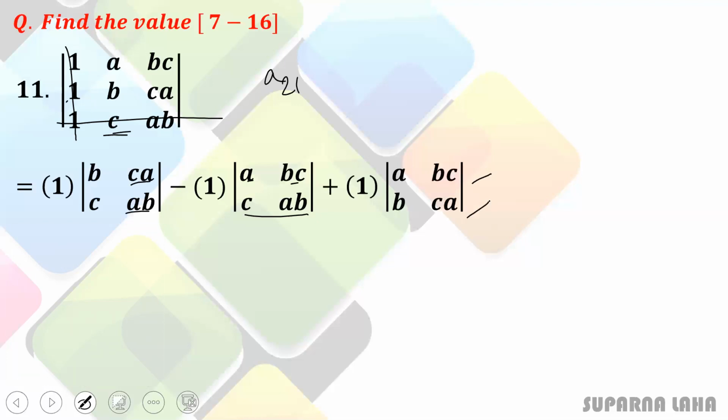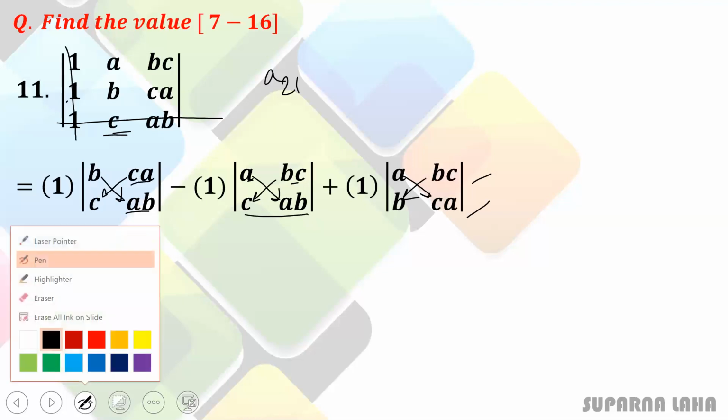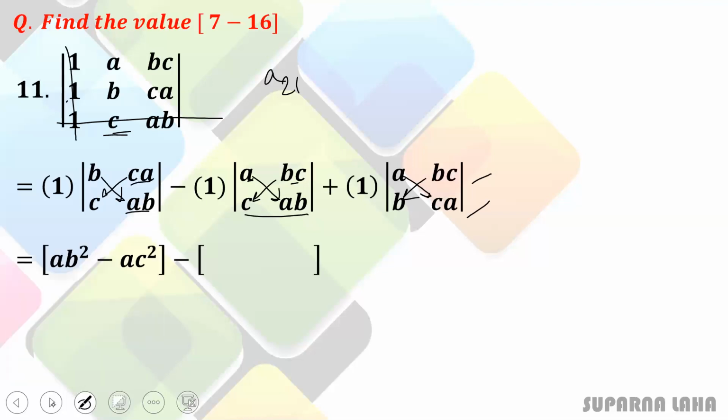Okay, now write down the value: B into AB minus C into AC. And here that means AB square minus AC square. Here look, BA square minus BC square. And here AC square minus CB square. So write it down: AB square minus AC square, BA square minus BC square, and plus A square C minus CB square.